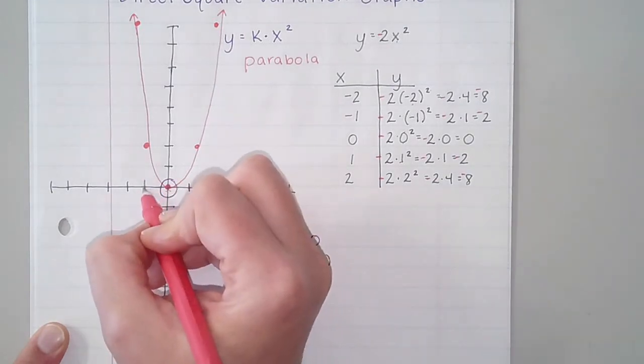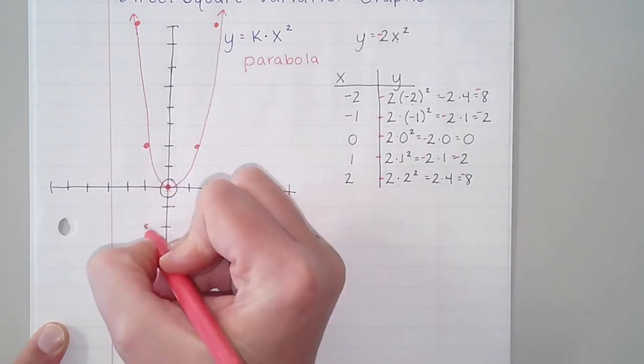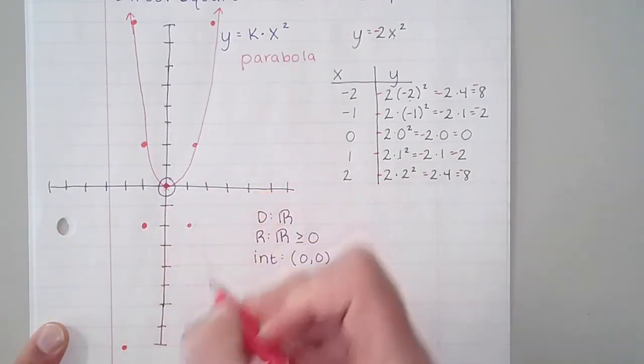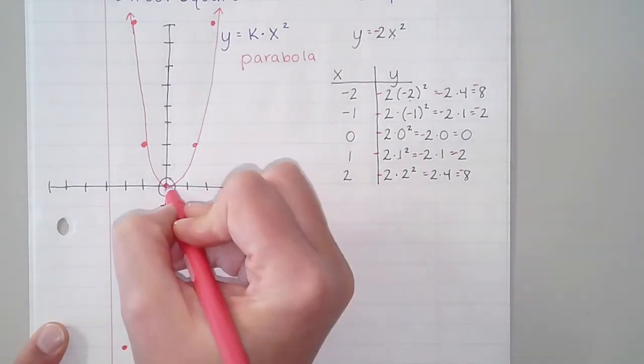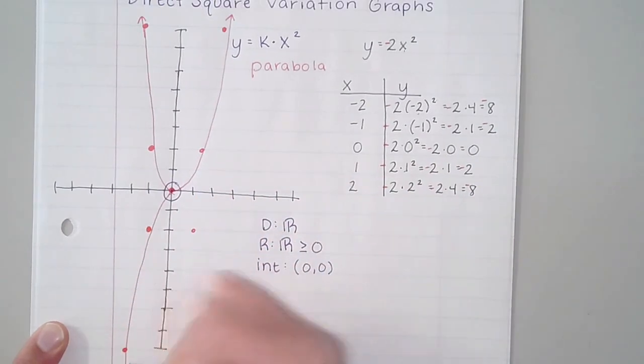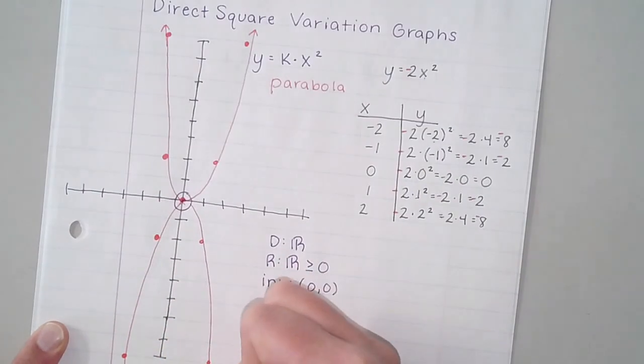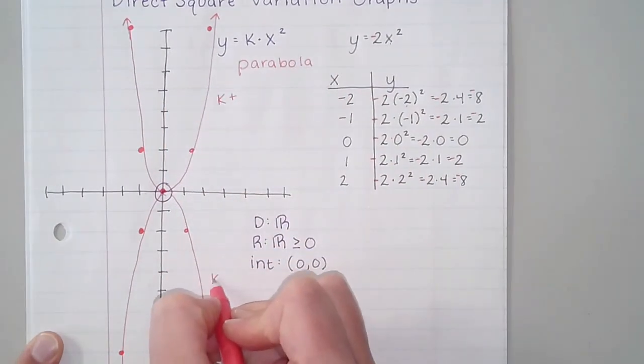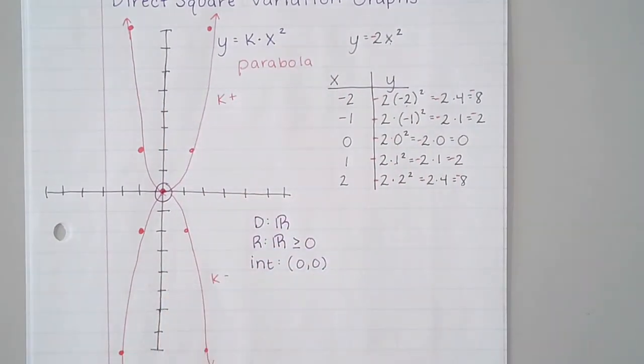At negative 1, we were up at 2. Now we're going to be down at negative 2. 0, 0 is still going to stay the same. And then here's where those other 2 points would lie. So now we're going to be looking at an upside-down parabola. So this graph represents when k is positive. This graph represents when k is negative.